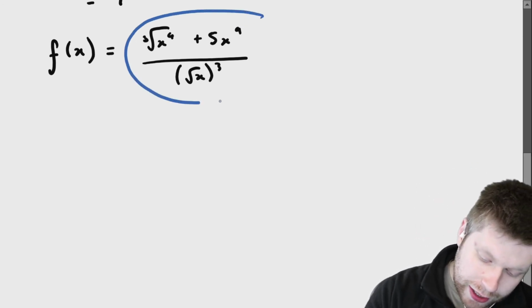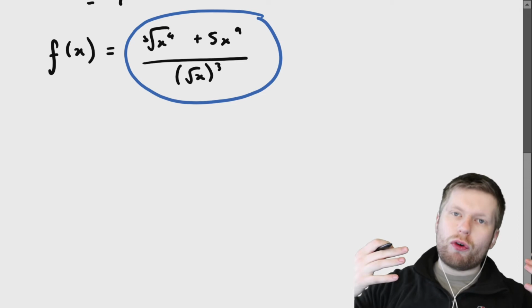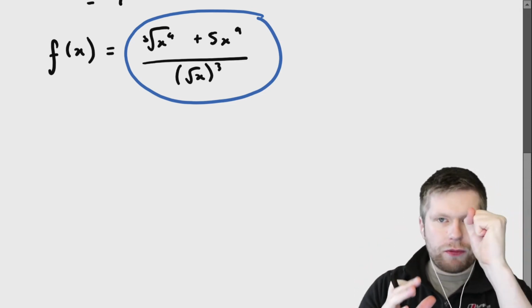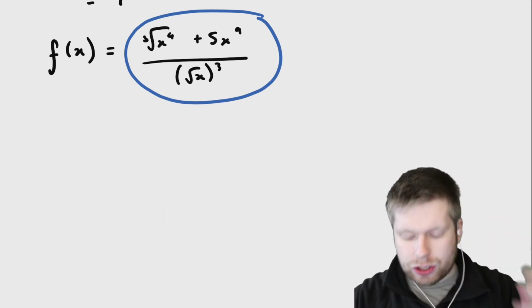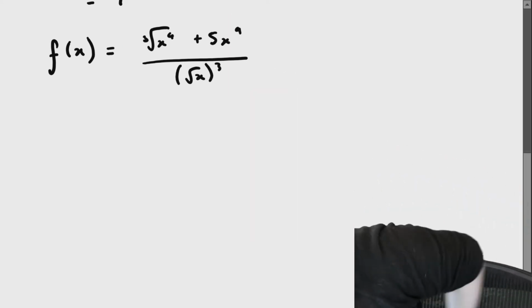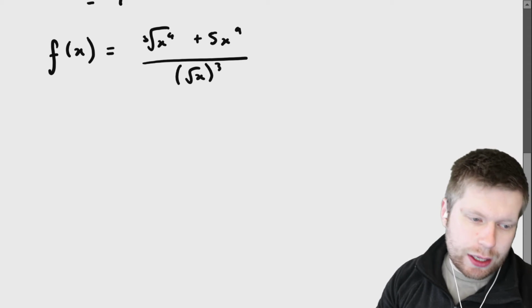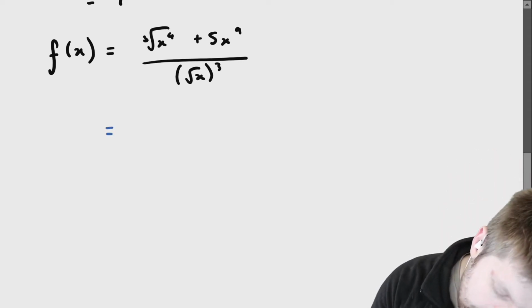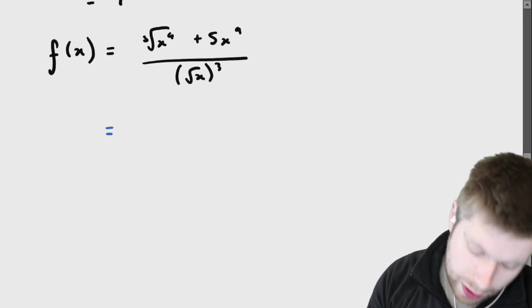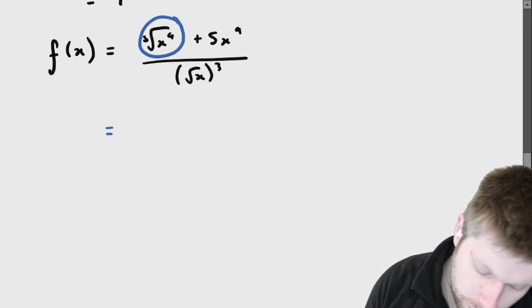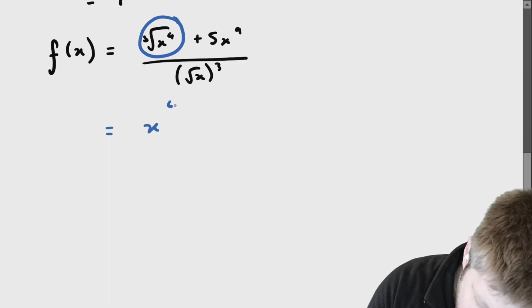First things first, I can't differentiate this because it's not written as terms with a coefficient and then x to the power of something. It's got cube roots in and I've got fractions and stuff going on, but that's fine because I can use my laws of indices to deal with this. So first of all, I have the cube root of x to the power of 4. Well, that's simply x to the power of 4 over 3.